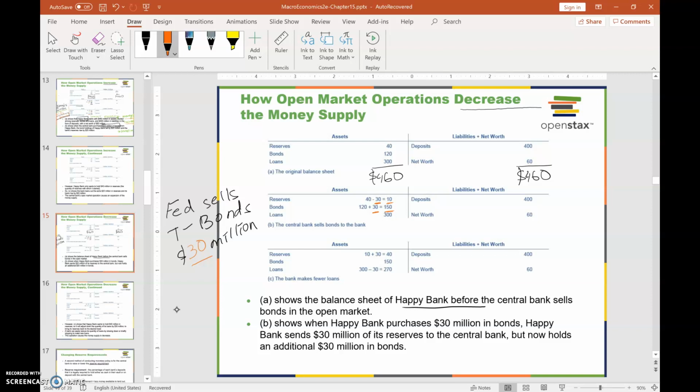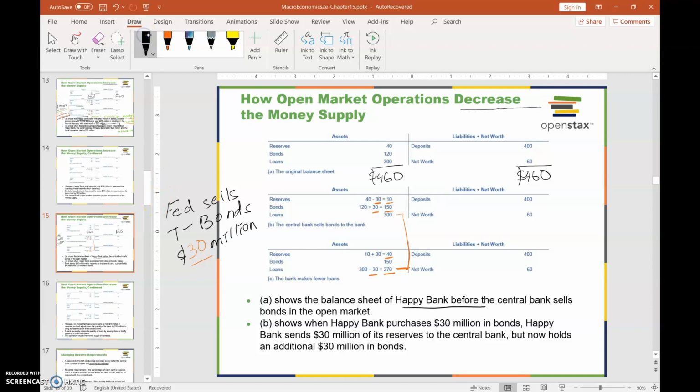So if you look at step C here, the commercial banks need to hold some reserves, which is equal to $40 million, and they will keep the initial value of reserves, which is equal to 40. The way they're doing it is by taking $30 million of the amount of loans, so that the amount of loans is going down by $30 million. So the loans go down from 300 to 270.